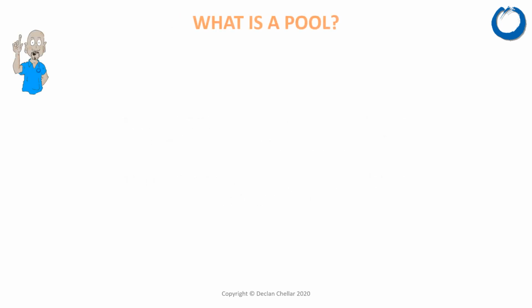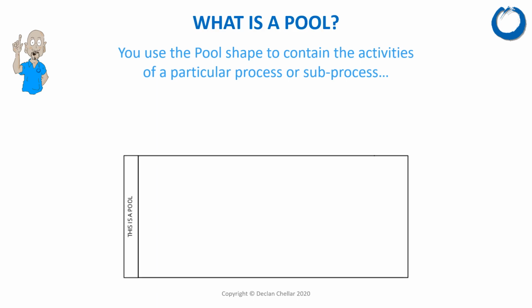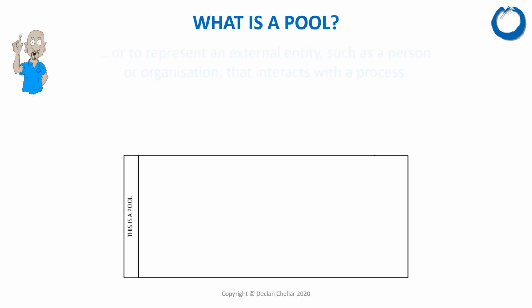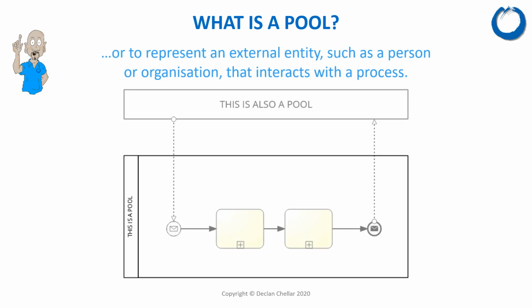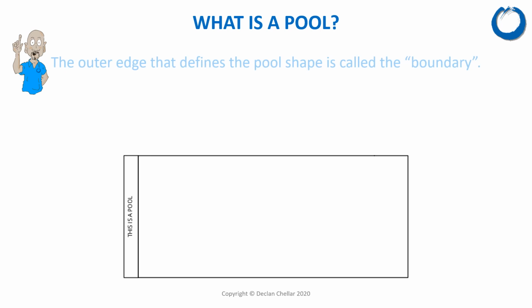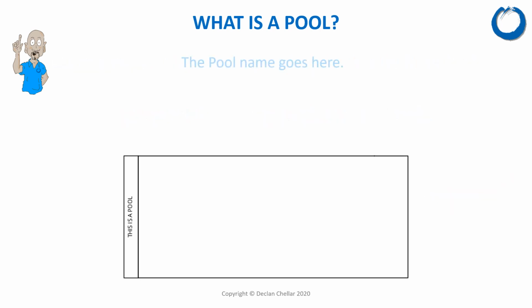What is a pool? You use the pool shape to contain the activities of a particular process or sub-process, or to represent an external entity, such as a person or organization that interacts with a process. The outer edge that defines the pool shape is called the boundary. Remember this word, you're going to hear it again. The pool name goes here.